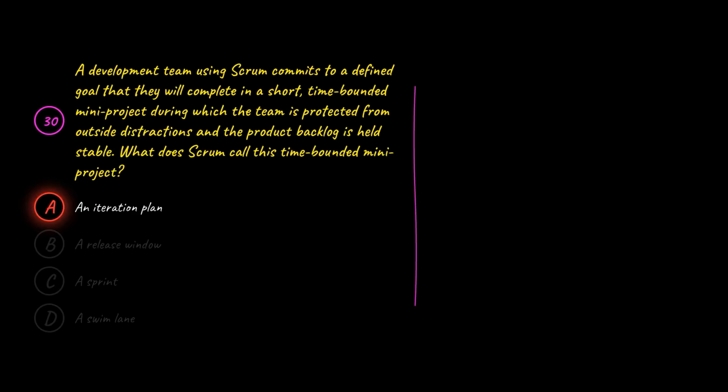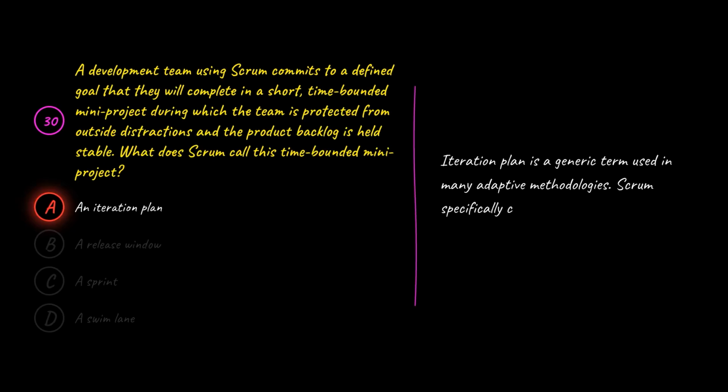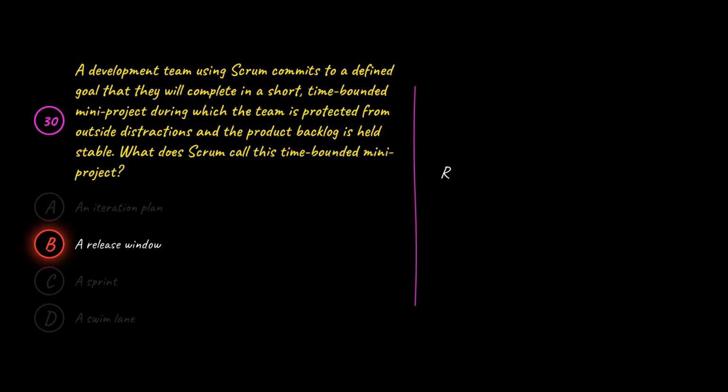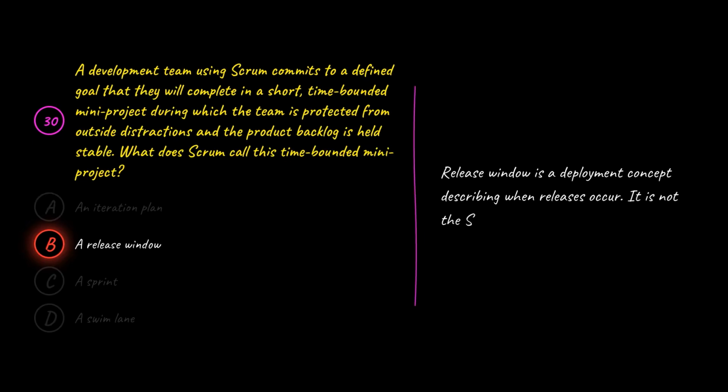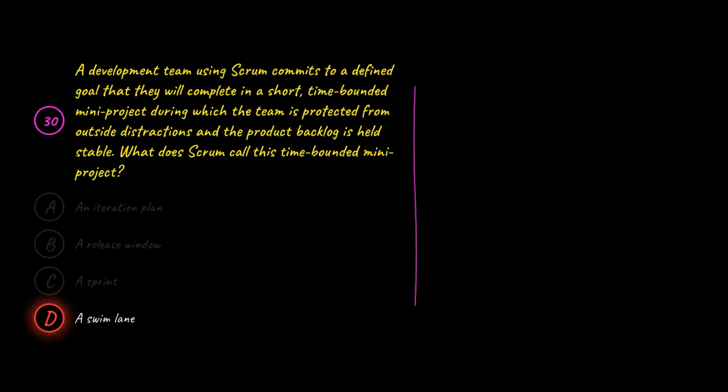A is wrong because iteration plan is a generic term used in many adaptive methodologies. Scrum specifically calls its time-bounded mini-project a sprint. B is wrong because release window is a deployment concept describing when releases occur. It is not the Scrum work cycle. D is wrong because a swim lane is a workflow analysis technique used to depict who does which steps. It is not a Scrum work cycle.